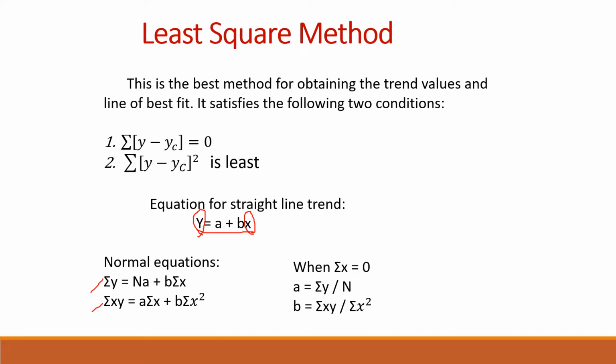Or when we make summation x equal to 0, we can directly calculate a by the formula a equals summation y divided by n, and b equals summation xy divided by summation x square.